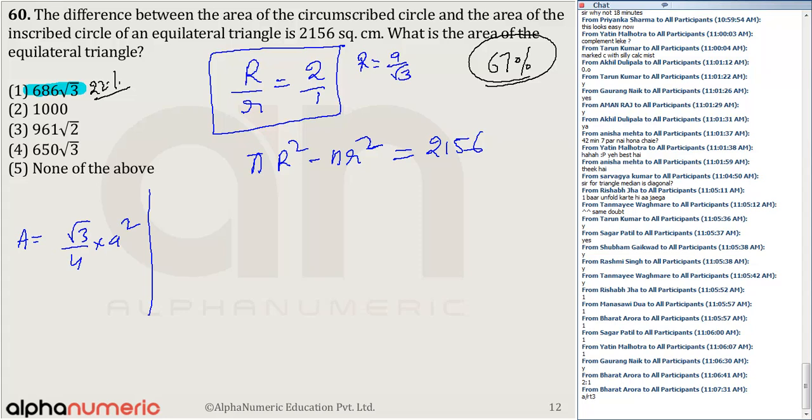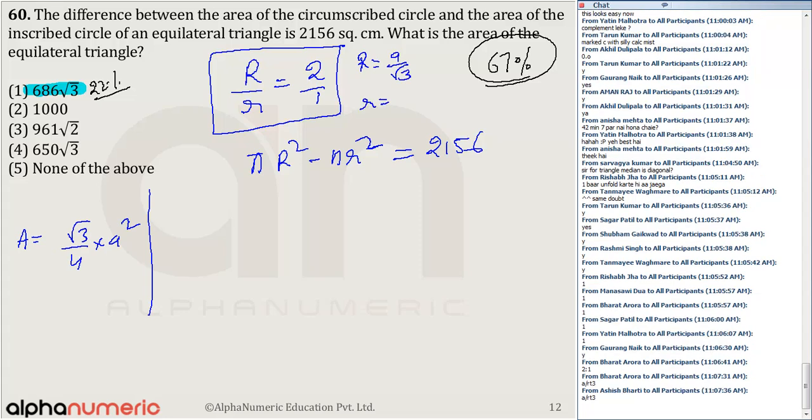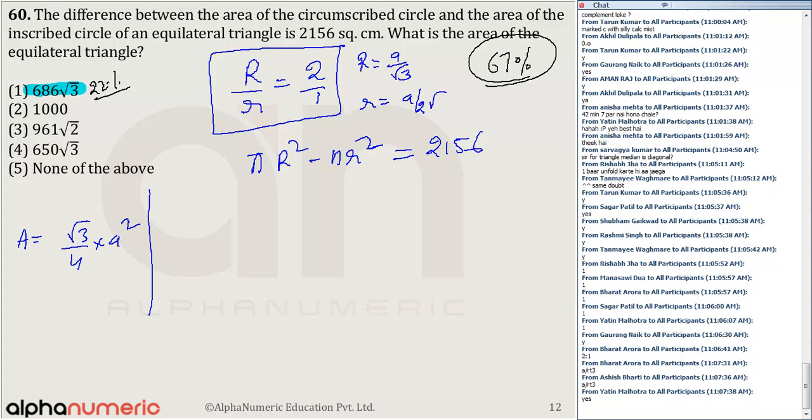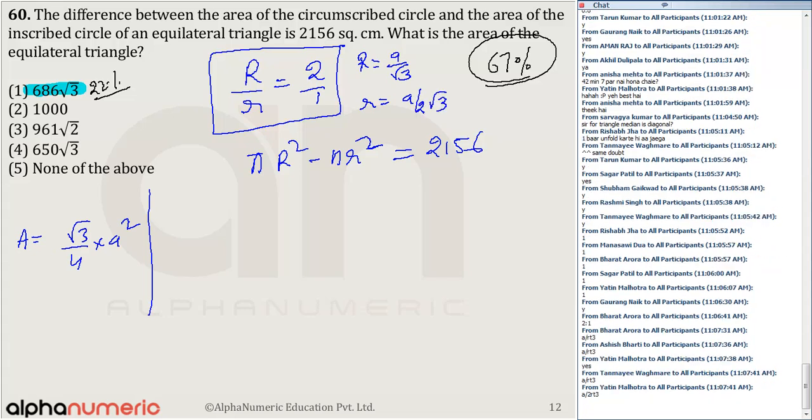Yes or no? ठीक है. And in radius is equal to क्या होता है? A by 2√3. कुछ भी use कर लो, it doesn't matter. ठीक है. A by root 3 और A by 2√3. अब आ जाएगा answer. Capital R की value यहाँ पे A by root 3 में put कर दूंगा तो pi into, I can say this is pi A square by 3 minus pi into small r is a by 2√3.